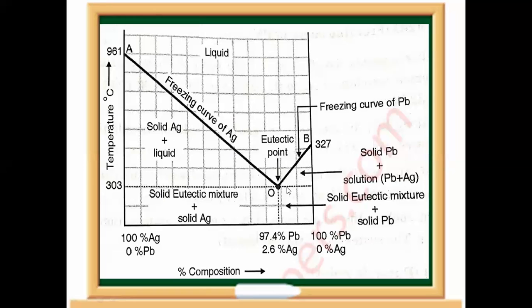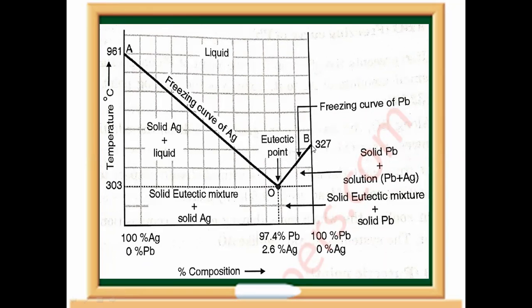Similarly, look below curve BO, below 303 degrees Celsius, there is the solid eutectic mixture plus solid lead. So when we began this experiment, at that time along the curve AO there was 100% silver, no lead was present in the beginning when we had started.